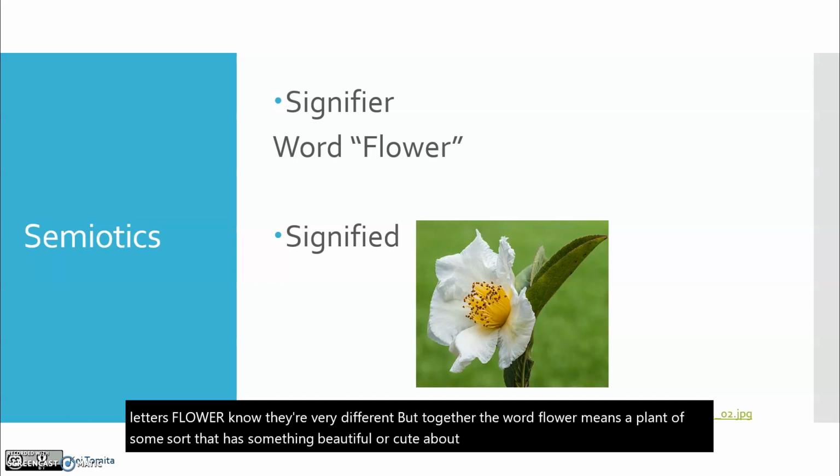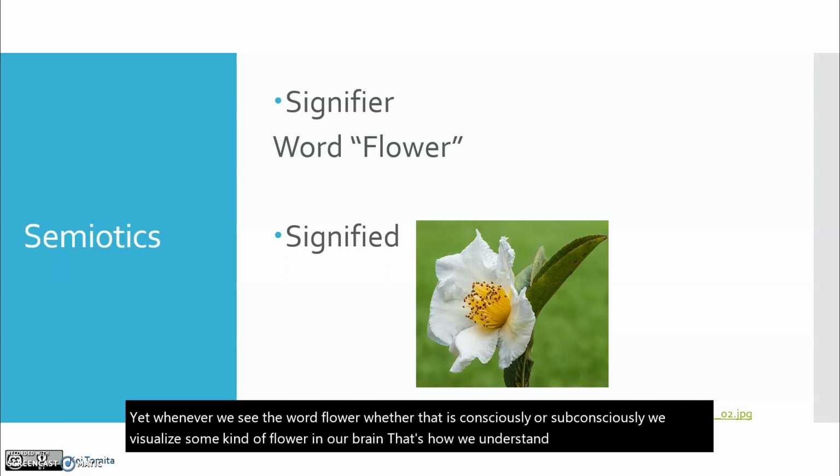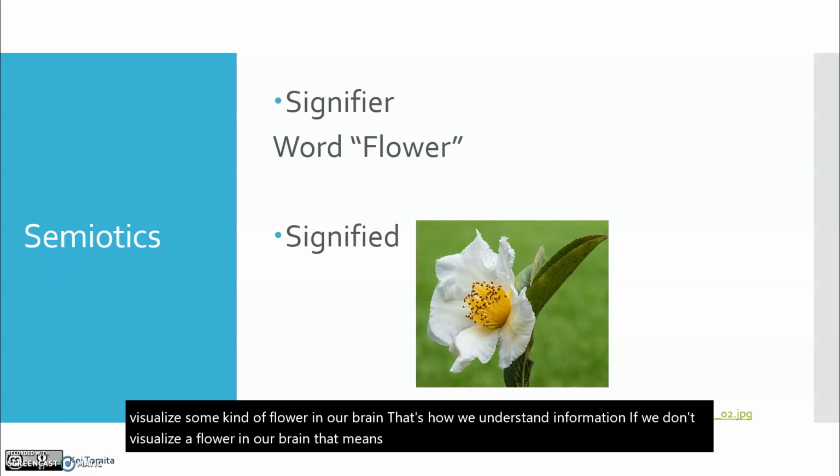The one that comes to your brain might look different from the particular picture, yet whenever we see the word flower, whether that is consciously or subconsciously, we visualize some kind of flower in our brain. That's how we understand information. If we don't visualize a flower in our brain, that means we have not understood the written word.